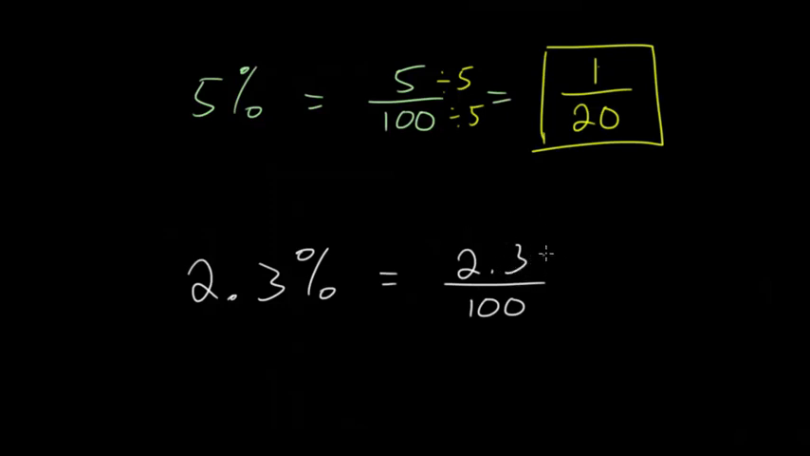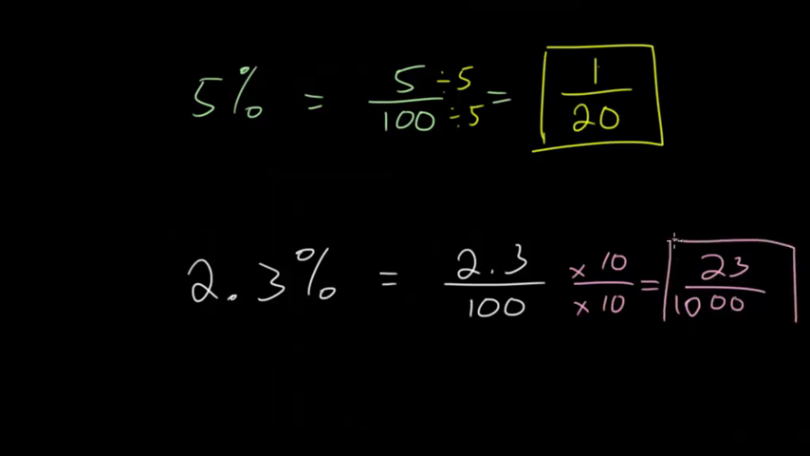So we have one decimal place. So if we multiplied by 10, that would give us 23. Since multiplying by 10, we essentially just move the decimal once. But we can't just multiply the top by 10 without changing the number. So you do the same on the bottom as well. So this becomes 23 over 1,000. And 23 over 1,000, this is our fractional form.